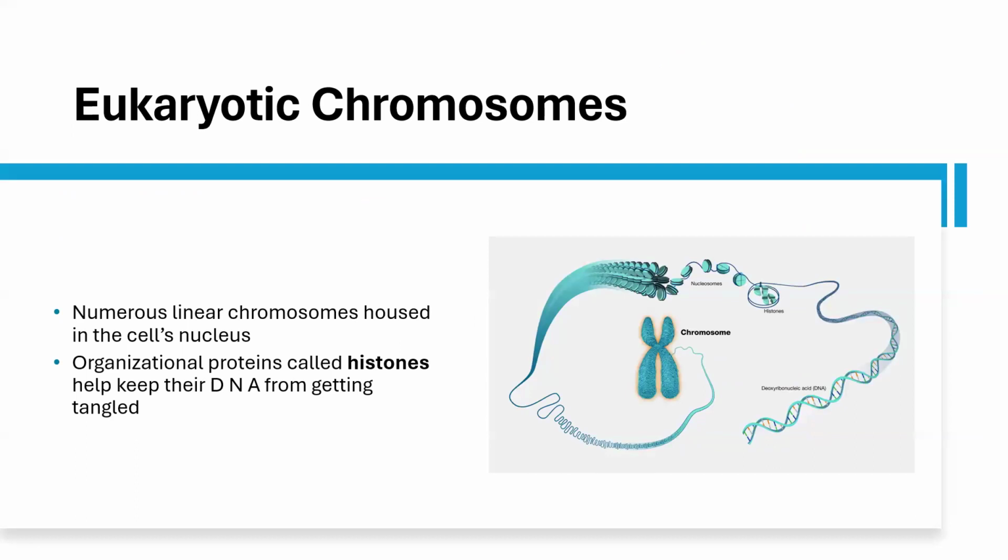Eukaryotic chromosomes are linear, and they are housed in the nucleus. In this image, you can see the histones, which allow the DNA to get wrapped around them and helps prevent them from being tangled up.